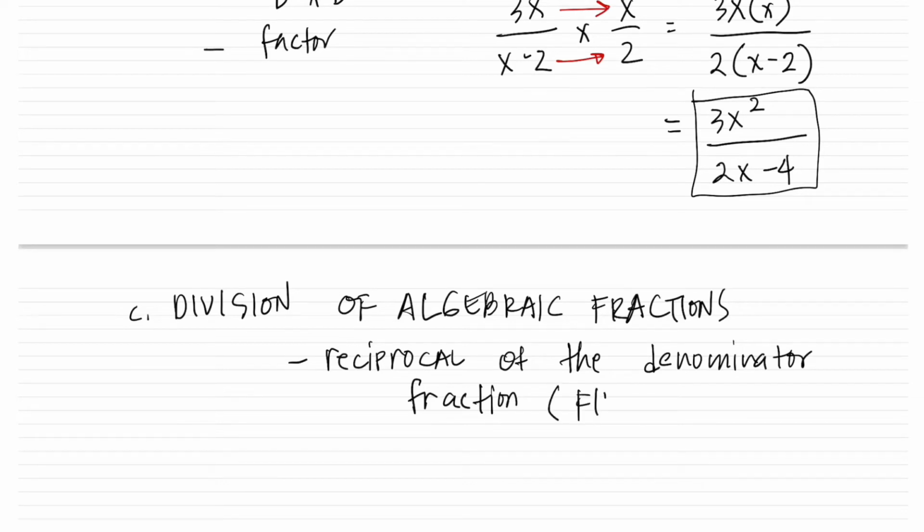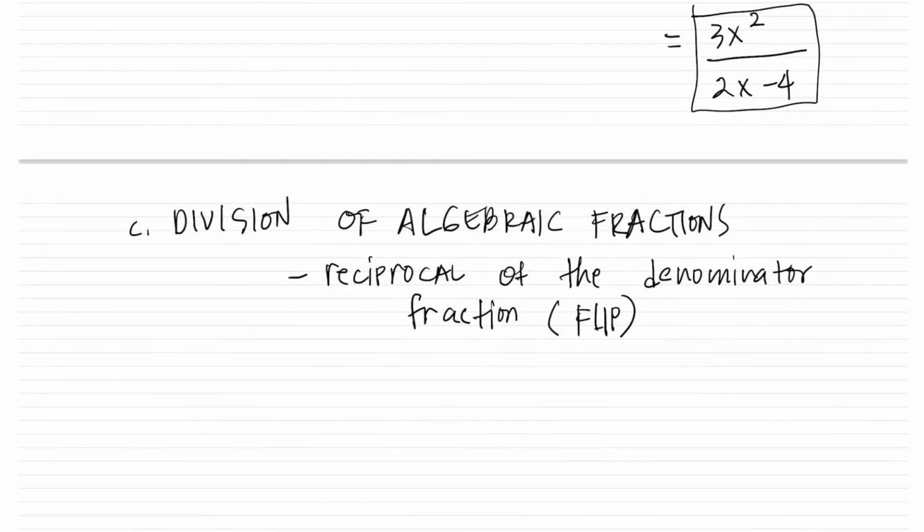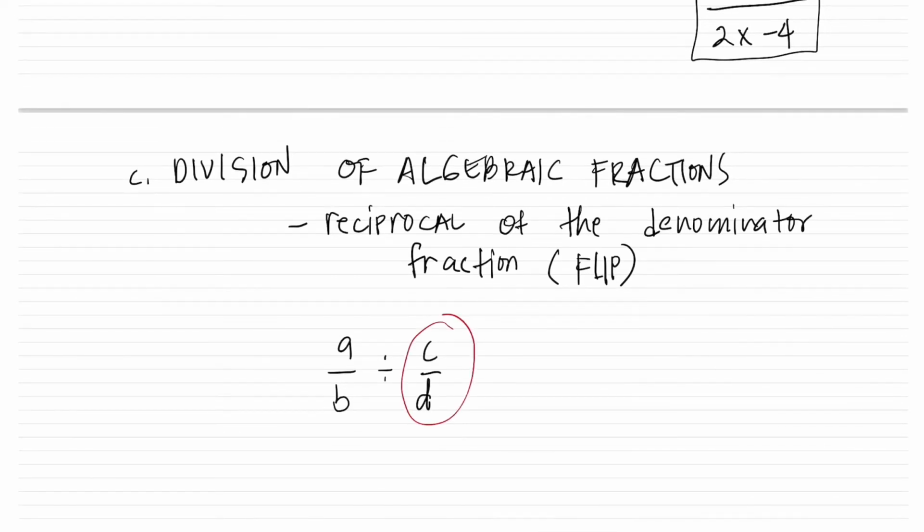Remember the word flip? We flip the new denominator. So the pattern here would be A over B divided by C over D, and then we flip this. Yes, we flip this, so this one becomes D over C.